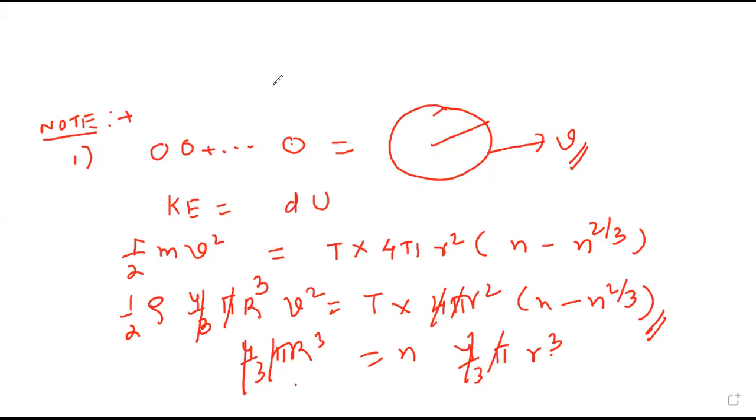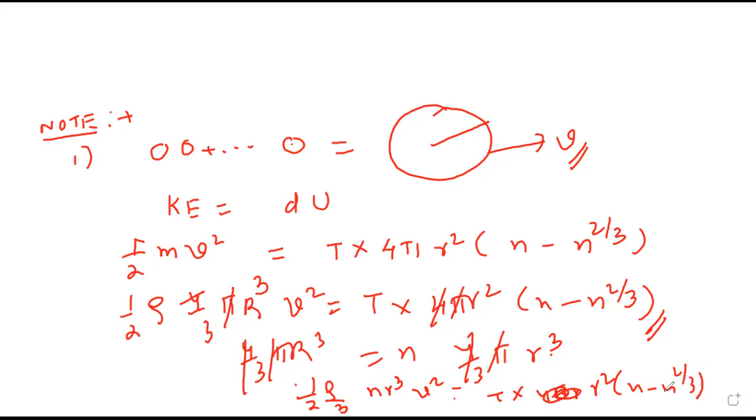No, entire R cube I'm saying. Correct. Entire R cube I can substitute now, because we have to eliminate full R cube. So then it will become half rho by 3, n small r cube, v square is T into 4 pi, cancel r square, n minus n raised to 2 by 3. Copy till this.